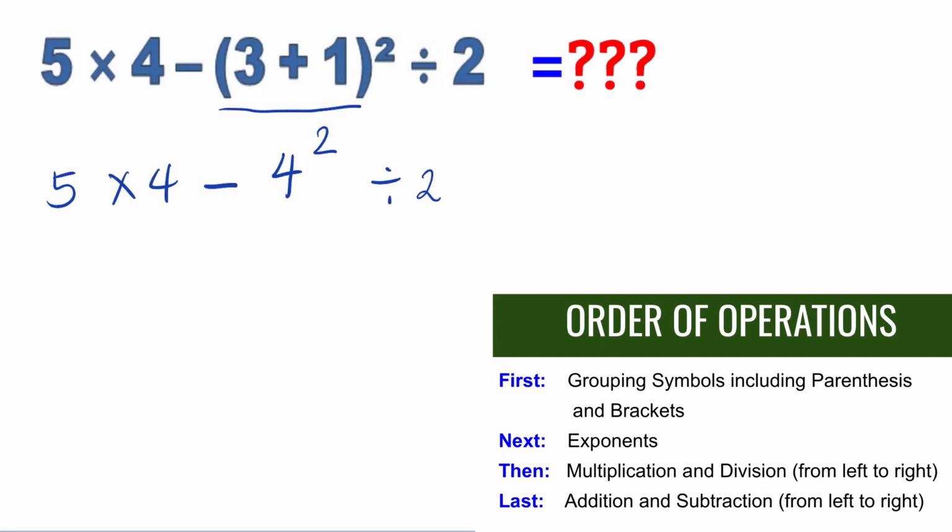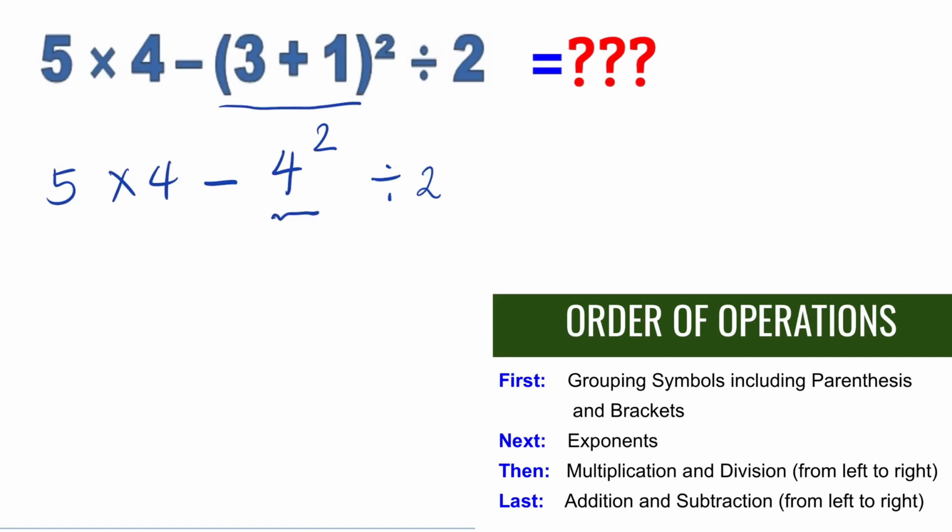Now we need to simplify the exponent, 4 to the second power. 4 to the second power means 4 times 4, and that is 16. So now we have 5 times 4 minus 16 divided by 2. After the grouping symbols, parentheses and exponents, we need to simplify multiplication and division from left to right. So now we need to simplify 5 times 4, which is 20.